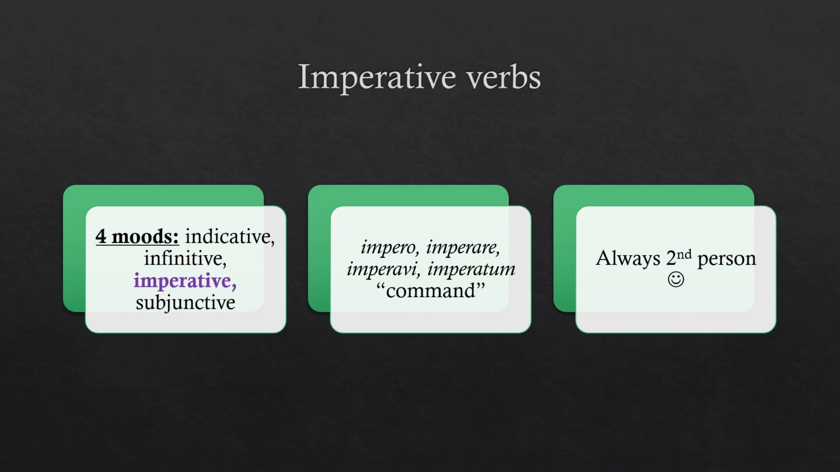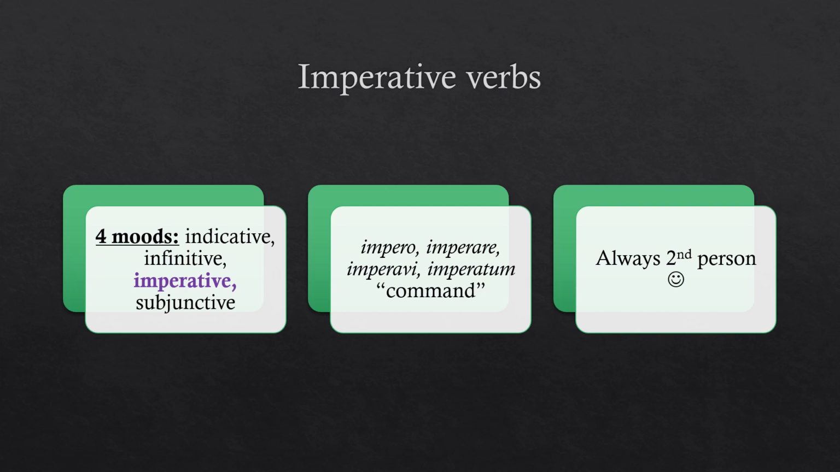Let's switch gears from pronouns to verbs. Remember, Latin verbs have 5 attributes: person, number, tense, voice, and mood. So far, we have learned 2 of the 4 moods in Latin, indicative and infinitive. Today we learn a third, the imperative.